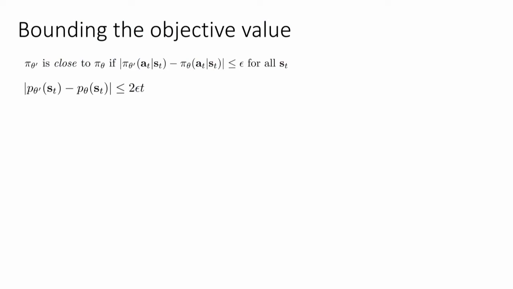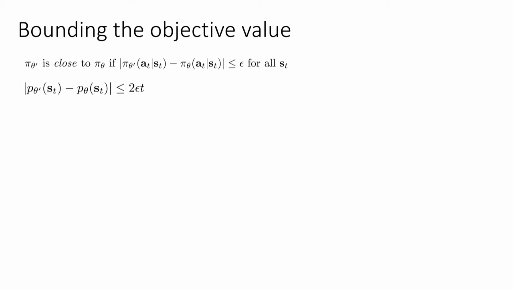All right. So here's what we have so far. We know that if pi theta prime is close to pi theta, close meaning that their total variation divergence is bounded by epsilon, then their state marginals are bounded by 2 times epsilon times t. So we've gone from a similarity on policies to a similarity on their state marginals. So how does this help us?